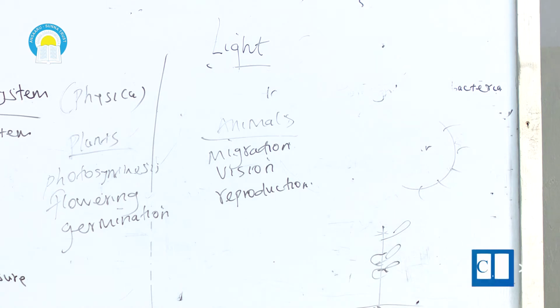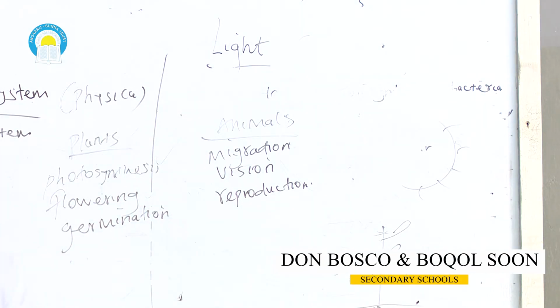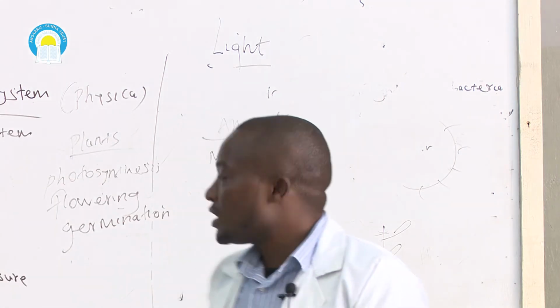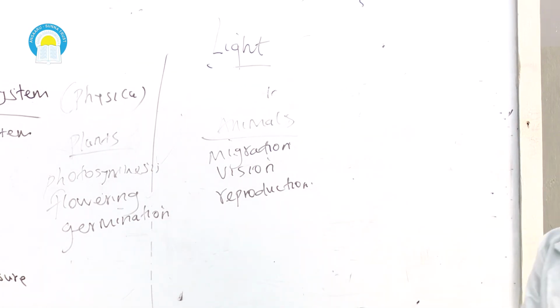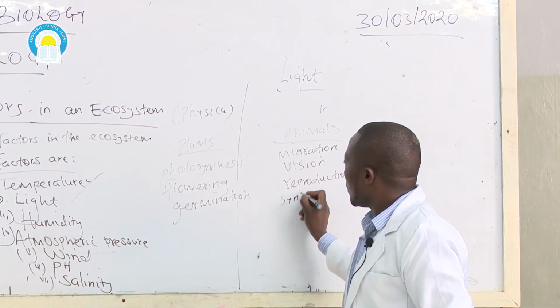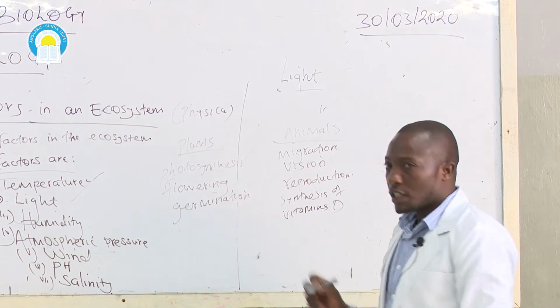Vision. Without light, most animals cannot see. It depends on the two types of animals: the nocturnal, which see properly during the night, and the diurnal animals. Reproduction. Some animals require light to be able to reproduce. Light is also necessary in the synthesis of vitamin D, and lack of vitamin D in the body leads to what we call rickets. It affects the bones, so light is needed in the synthesis of vitamin D.